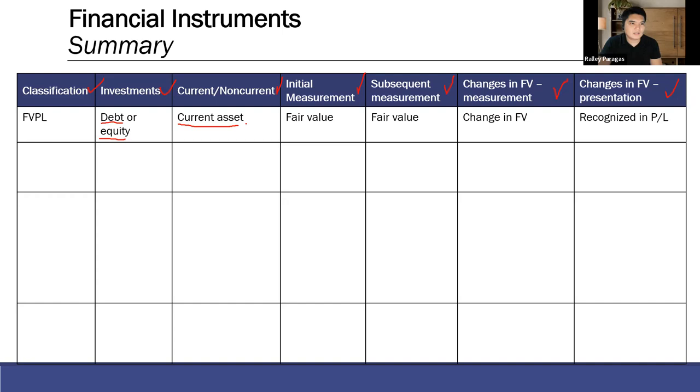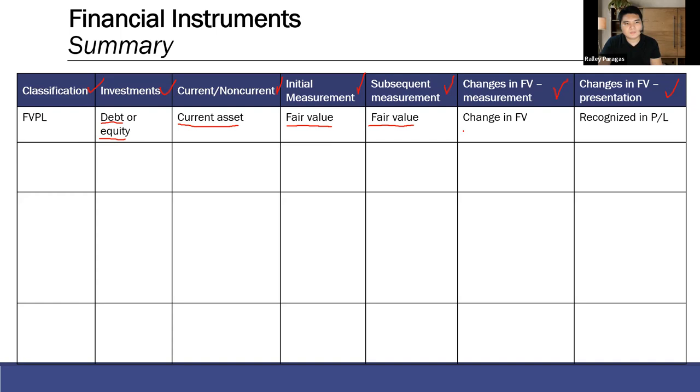Okay, how about initial measurement? So under the standard, i-measure mo daw at fair value, excluding transaction cost. So wag mo daw isama yung transaction cost sa FVPL investments mo at the initial measurement. So expense out mo lang daw yung mga transaction costs mo. Okay. Subsequently, again, since the classification is FVPL, dapat fair value rin yung subsequent measurement mo dyan.